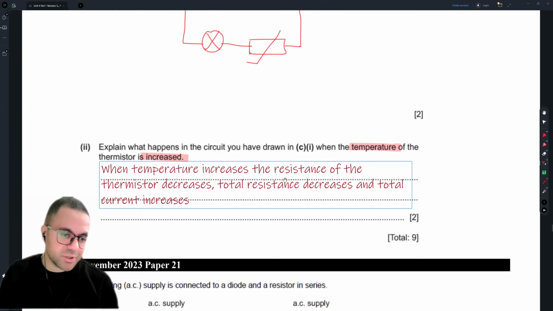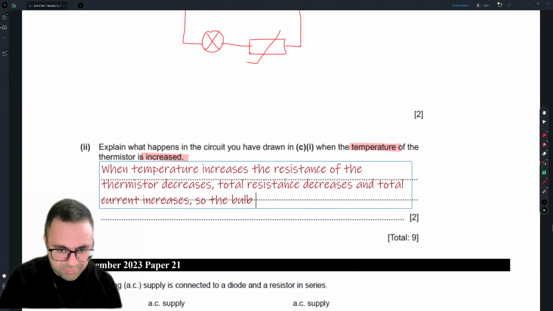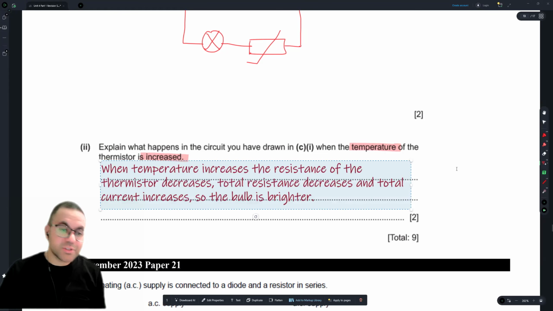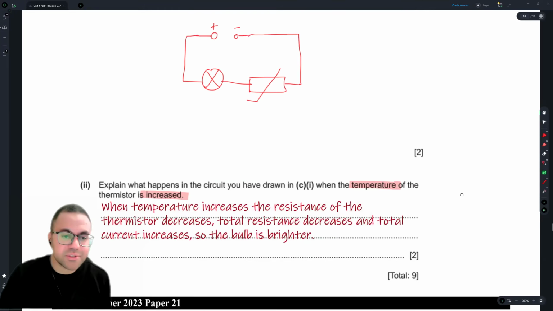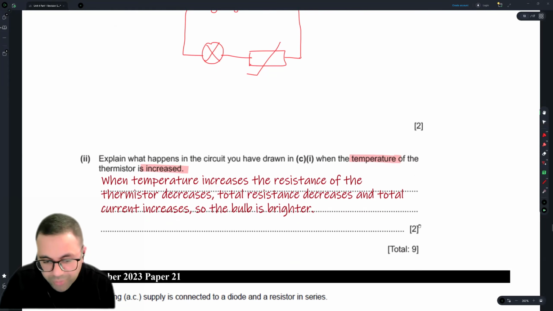But you know what? I just want to push through. So the light bulb glows bright. It's only 2 marks. So honestly, I'm just looking for resistance decreases so the current increases. That's genuinely what I'm looking for. But I wanted to express exactly what's happening inside. Because if it was worth more marks, that's great. We end up getting more marks.